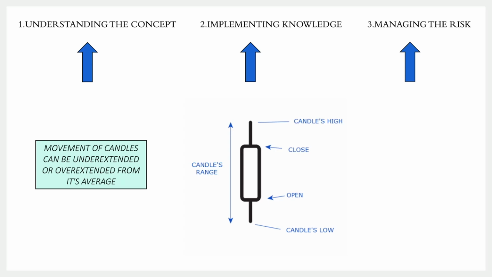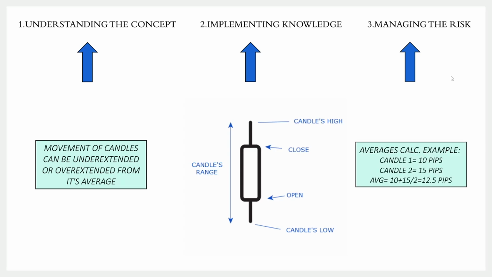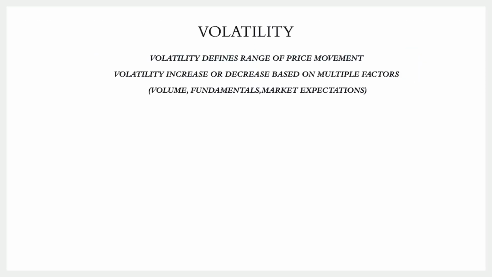So those moves that define the ranges can be overextended and underextended from the average. On the right side of the screen you can see how you can calculate those averages and get a better understanding when the market is behaving differently than usual. As we concluded previously, volatility defines the range of price movement, and generally it can be very useful to understand volatility. There are various things that can affect volatility, and those are volume, market expectations, fundamentals, and order flow.